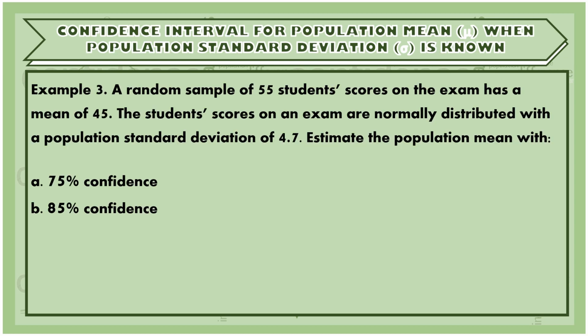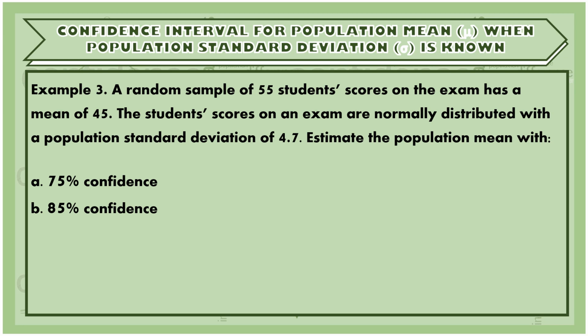Now, let's proceed in solving confidence interval for population mean when population standard deviation is known. A random sample of 55 students' scores on an exam has a mean of 45. The students' scores on an exam are normally distributed with a population standard deviation of 4.7. Estimate the population mean with A. 75% confidence level and letter B. 85% confidence level. Let's start with letter A, 75% confidence level.